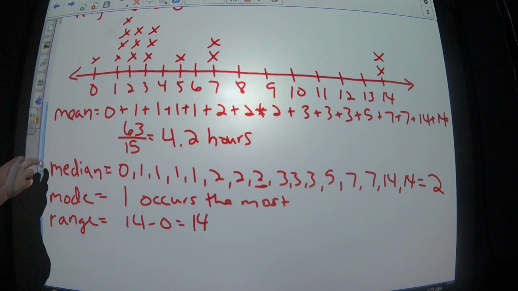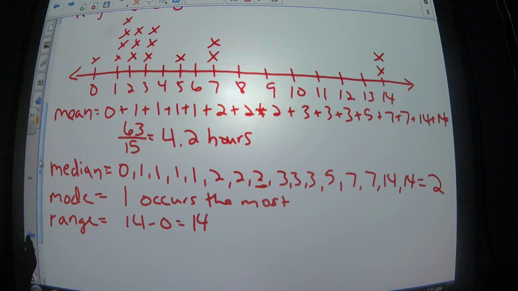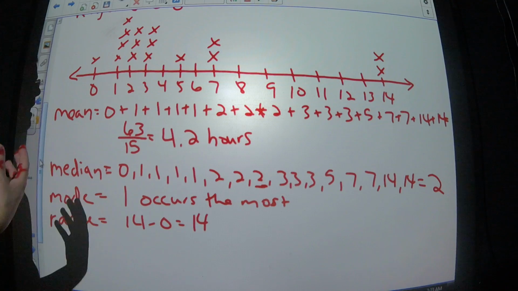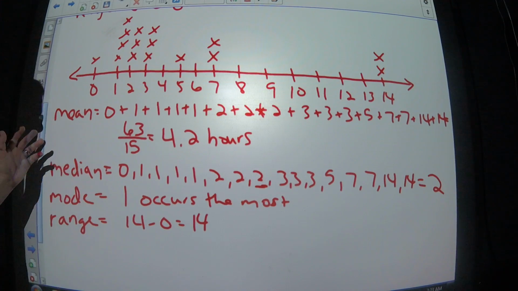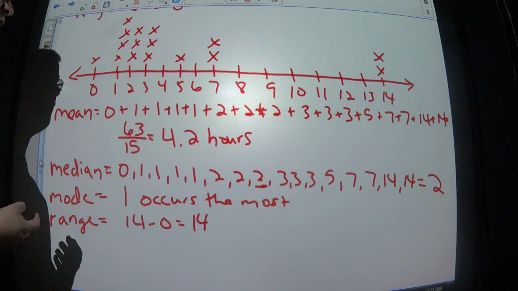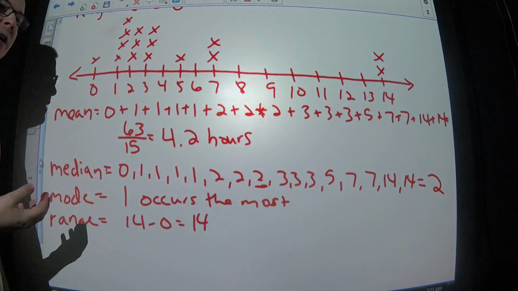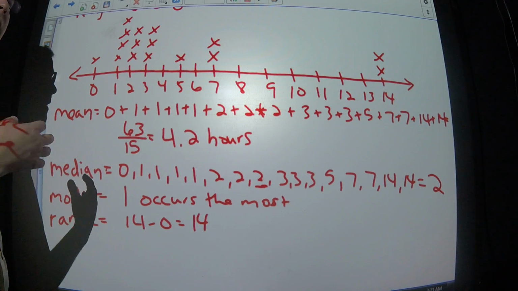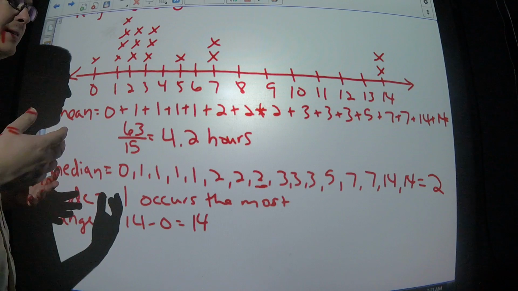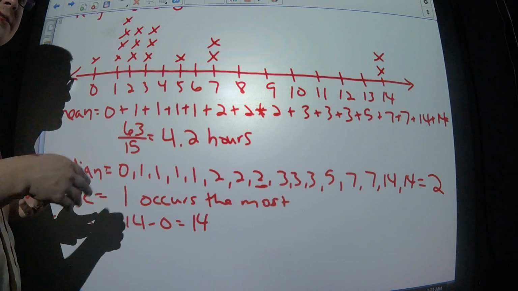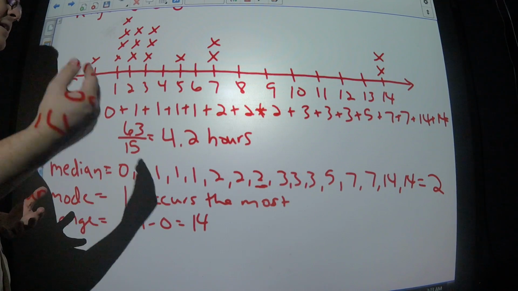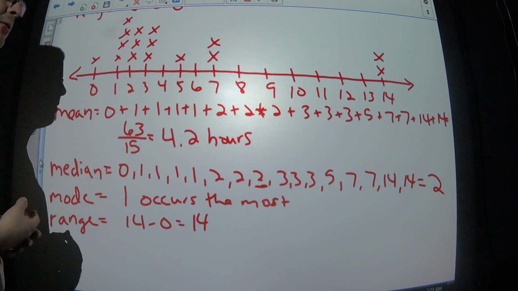The median, once again, is the middle. I have 15 pieces of data, so half of 15 is 7.5, so you round up to 8. So the 8th piece of data, going from left to right in order, will give me my middle. If it had been even, if it had been 14 numbers, you take the 7th and 8th. If there was 16, you take the 8th and the 9th. Okay?